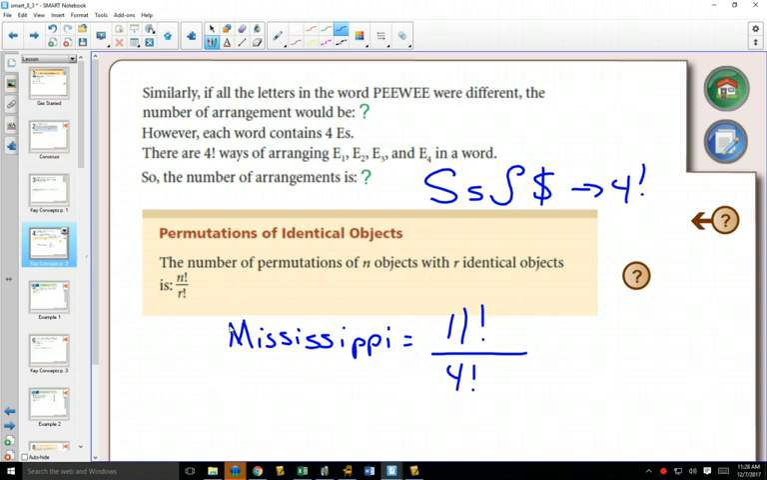We also have to divide by 4 factorial for our I's, and 2 factorial for our P's. So whatever identical objects you have, you need to divide by them to make it count, to take out that repetition that those identical objects have.